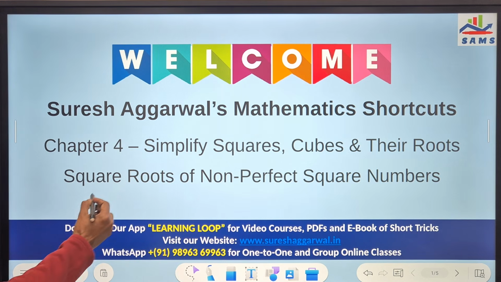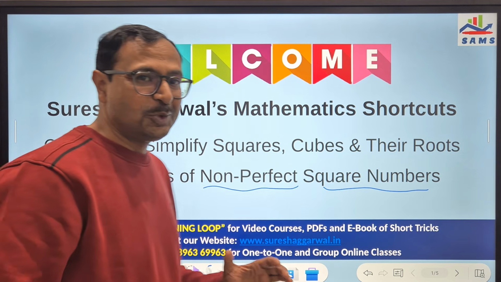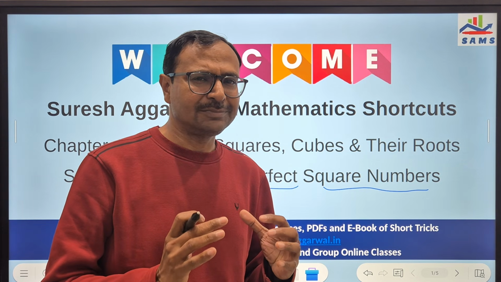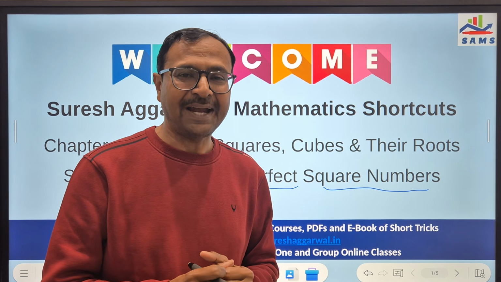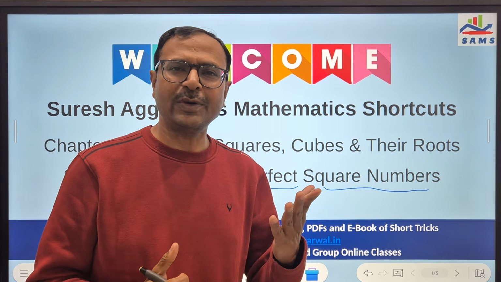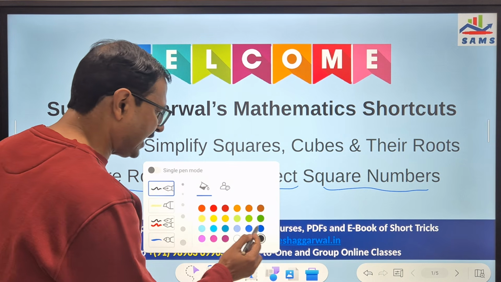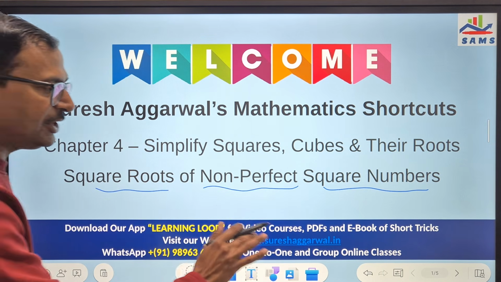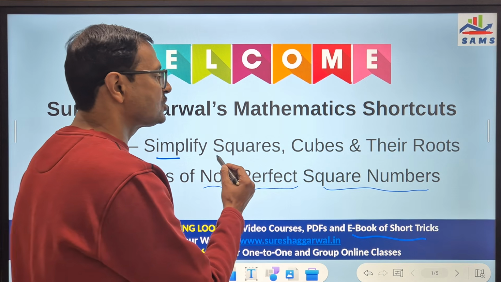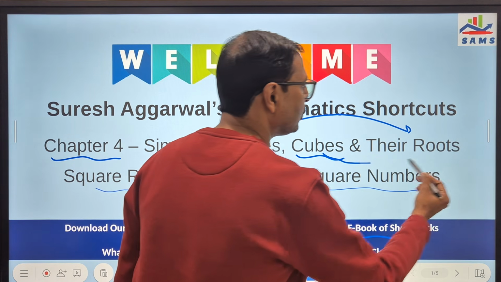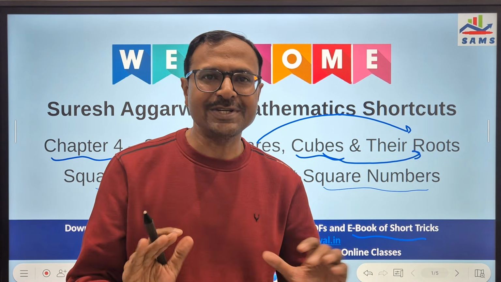The video is entitled Square Root of Non-Perfect Square Numbers, and you will see that your answer will be very accurate up to 2 decimal places, and that's what we need, right? We don't need accuracy up to 10 digits or 7 digits of decimals, right? So let's see the method in hand, and obviously this video is a part of our ebook of short tricks. Chapter number 4, we are simplifying squares, cubes, square roots and cube roots, and we are into the square roots as of now. I hope you are watching the previous videos also, which I have already posted.